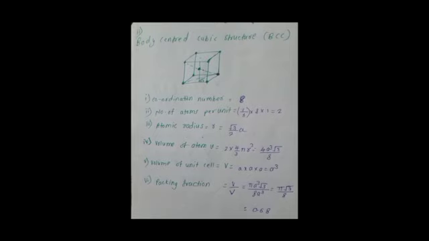This is a body-centered cubic structure summary. First is coordination number is 8. Number of atoms per unit cell is 2. Atomic radius r is root 3 upon 4 a. Volume of atom is 4 pi a cube root 3 upon 8. Volume of unit cell V is equal to a cube and packing fraction is 0.68.